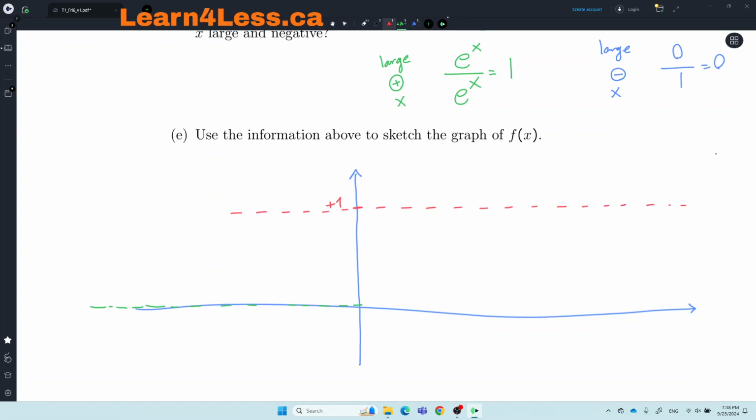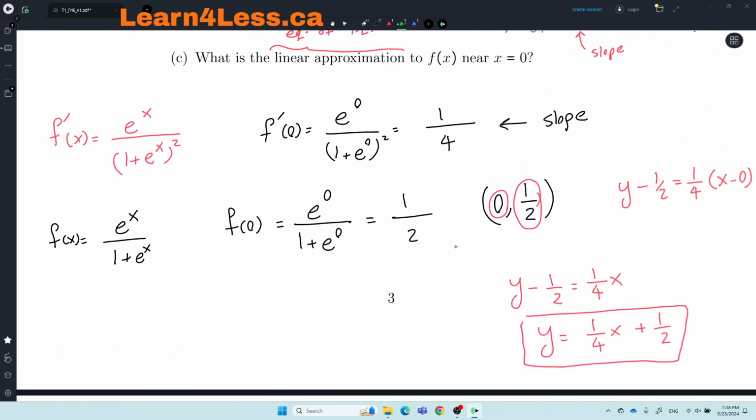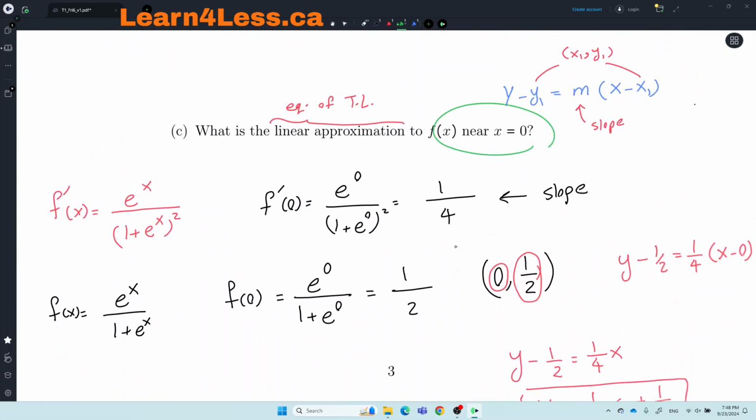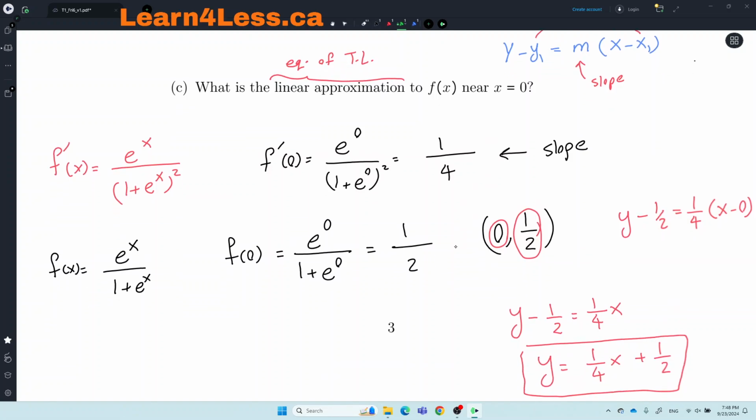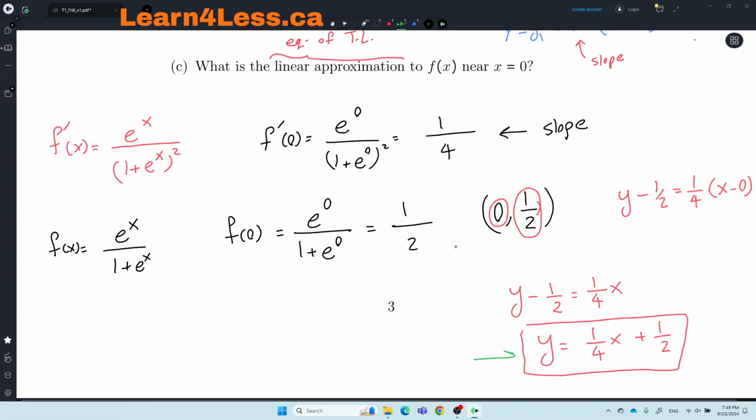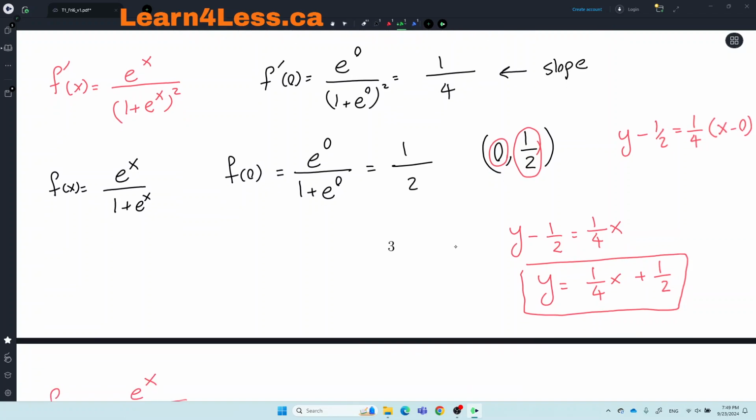What else do we know? We know the function is increasing. The function keeps going up. And also we know that near 0, the linear approximation of the function looks like this: a quarter x plus half. Let's just sketch this one as well. A quarter of x plus half.